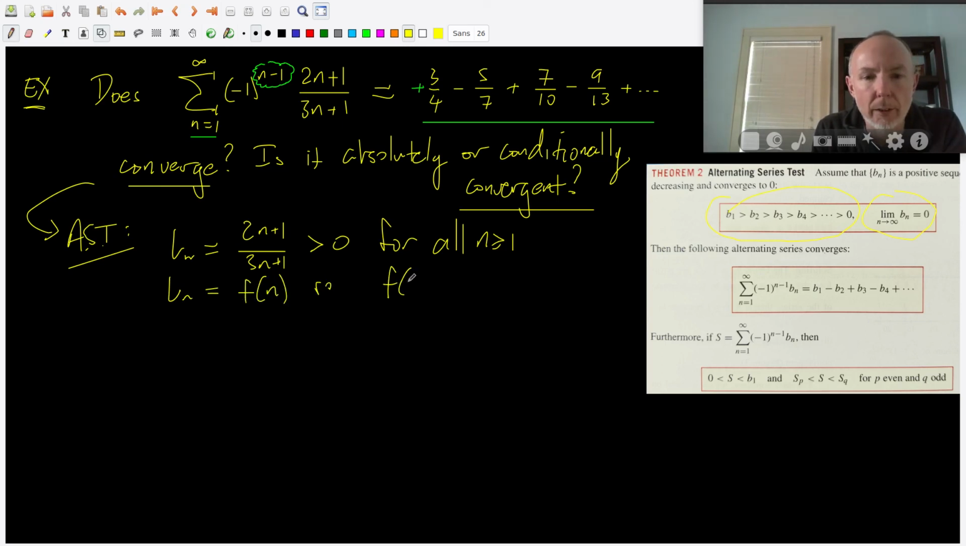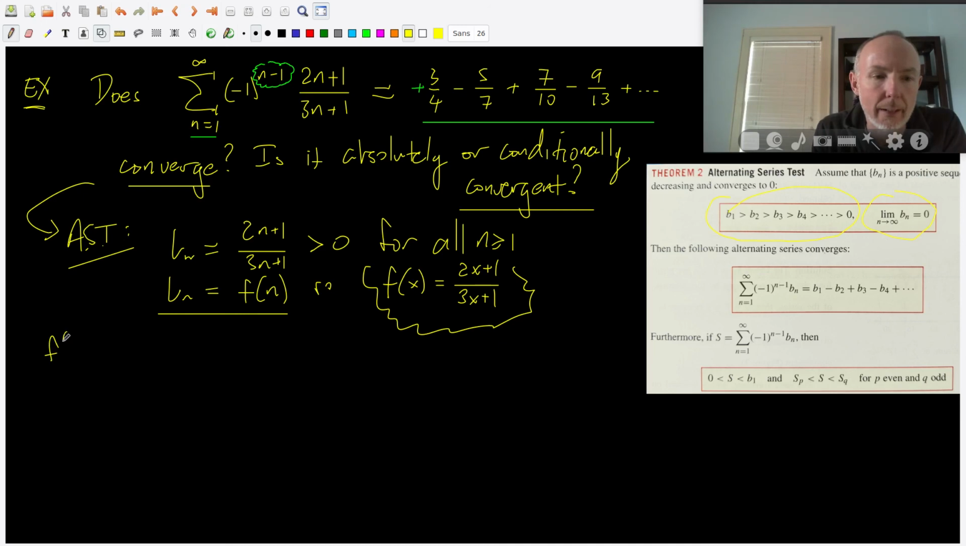So the function, the continuous function that we can differentiate, that we're interested in to find out whether this is a decreasing bunch of numbers, we look at what the continuous function is doing and ask, is that a decreasing function? So we take the derivative. The derivative of the top is 2, and we're going to multiply that by 3x plus 1. I'm just using the quotient rule. And then the derivative of the denominator is 3, and we get a 2x plus 1, and we divide it by the denominator squared.